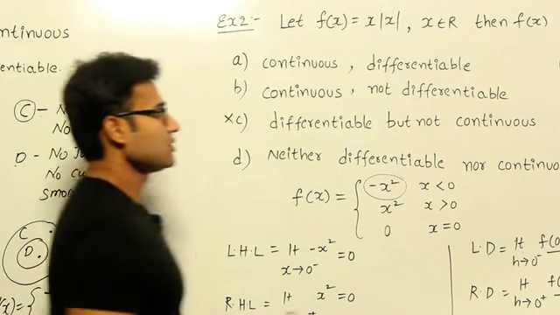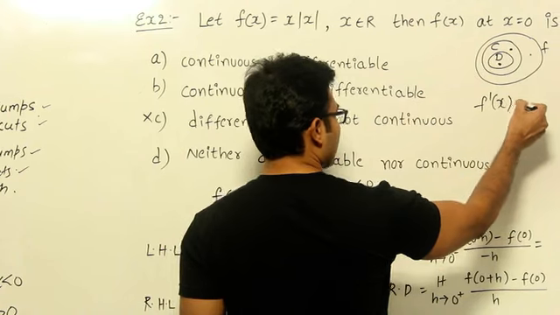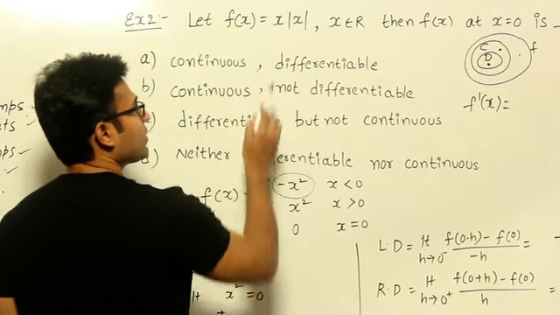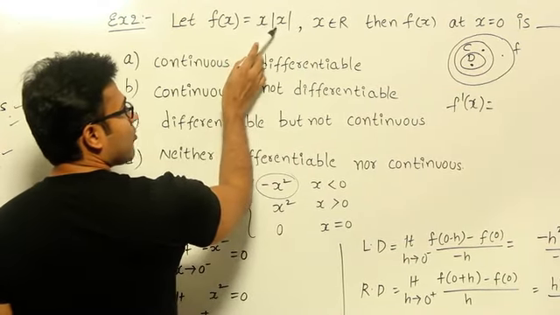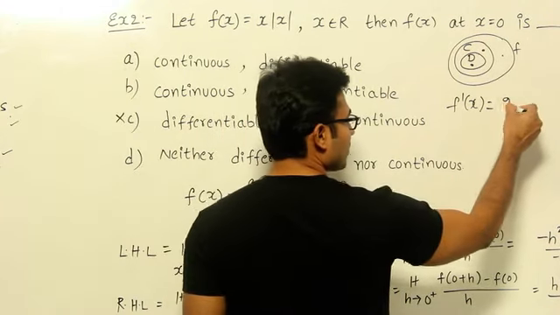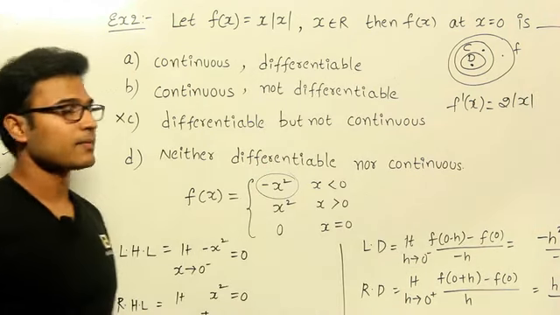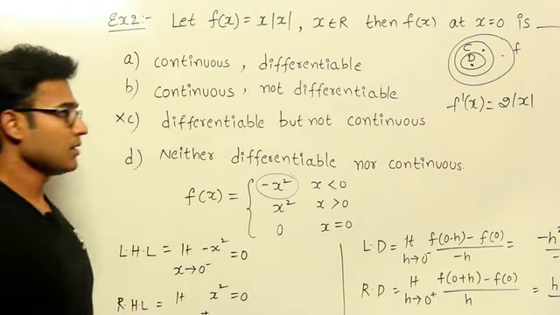Since it is already continuous, just find out what is f dash of x. Now here if you find out f dash of x, it is going to be mod x plus mod x, which means you are going to get 2 into mod x. This is what you are going to get as f dash of x for this one, right?